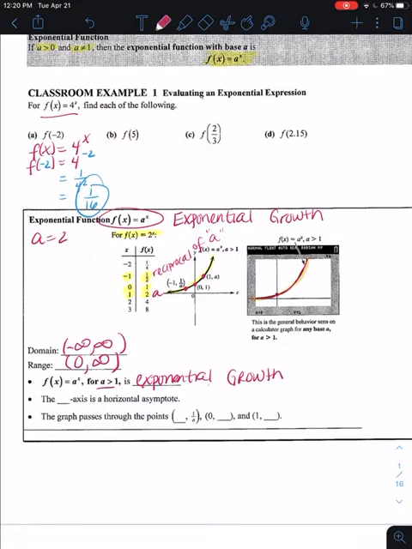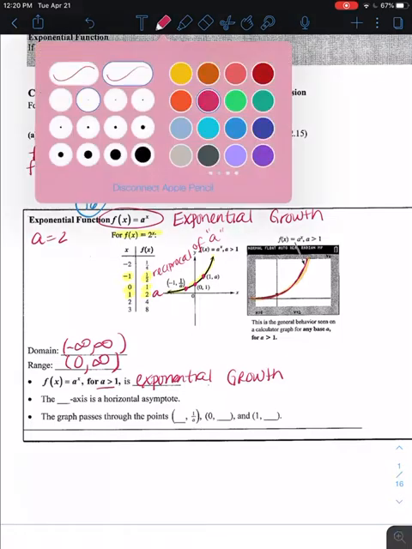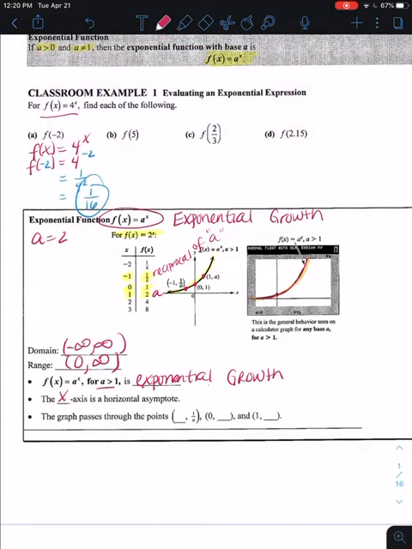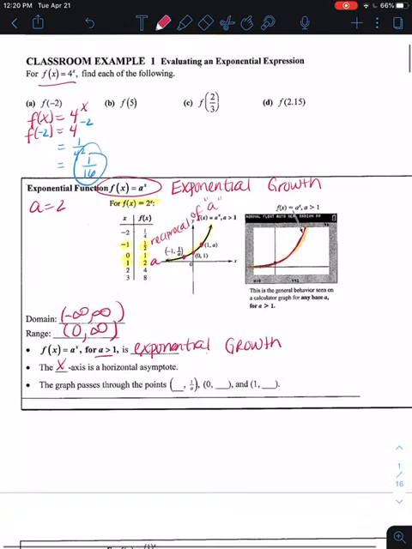In this case, your x-axis is the horizontal asymptote, and then the graph passes through the points. So here are these 3 points that we're going to use to help us sketch a graph later on. It passes through the points -1, 1 over a; 0, 1; and 1, a. So that's for exponential growth.